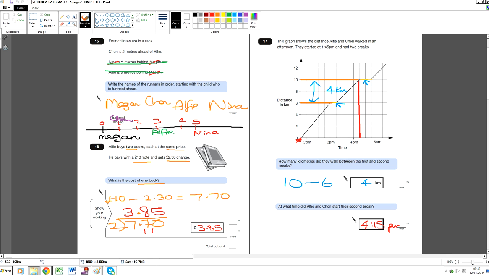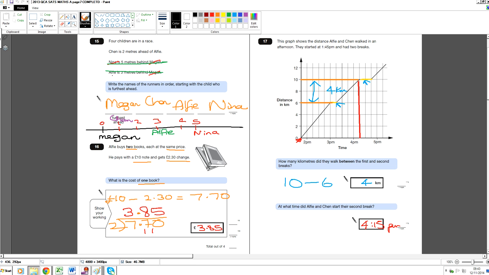Okay, 4 children are in a race. Shen is 2 meters ahead of Alfie. Nina is 5 meters ahead of Megan. Alfie is 3 meters behind Megan. So what I did here originally, I drew a number line. Now because it said that Megan is 5 meters behind Nina, I put Megan at 0, and I went back 1, 2, 3, 4, 5 and put Nina.